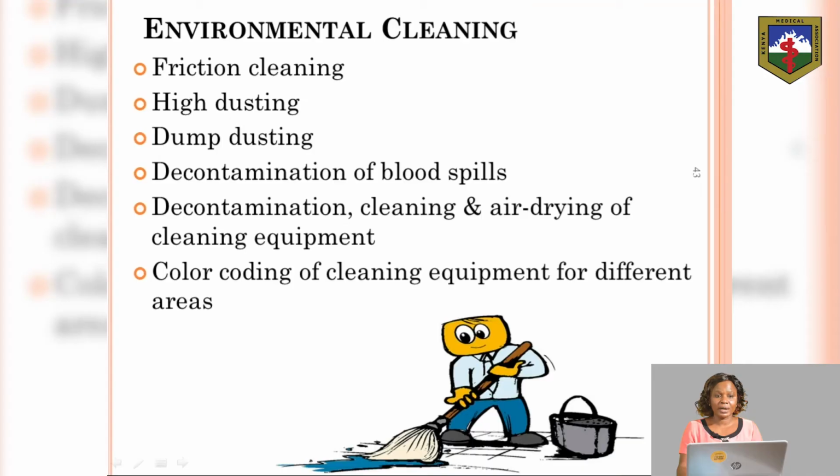Environmental cleaning is one of the precautions which is very key, because once you stay in a contaminated or colonized environment, one can be sick. So we need to do friction cleaning of our environment daily, damp dusting, not dry dusting, decontamination of spills immediately when they happen, then decontaminate and air dry the cleaning equipment. Color coding of the cleaning equipment is very key, because the mop or the cleaning material which cleans the clean area should not be the one cleaning the dirty area.